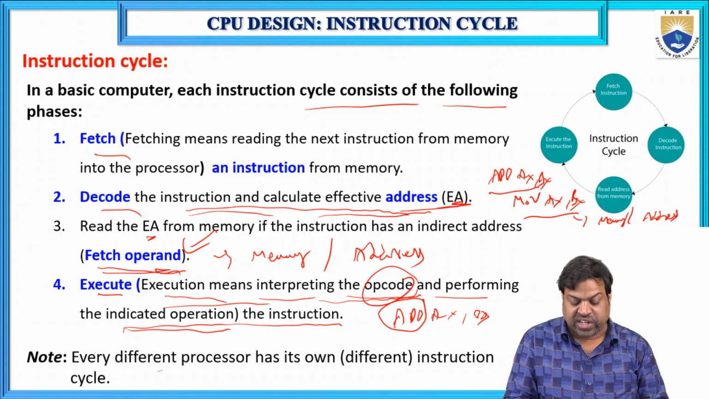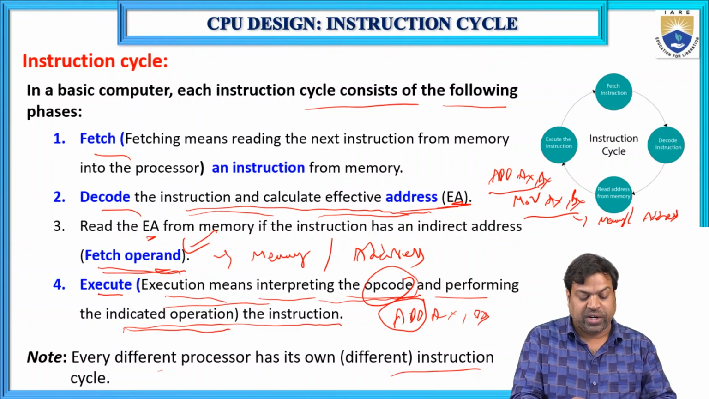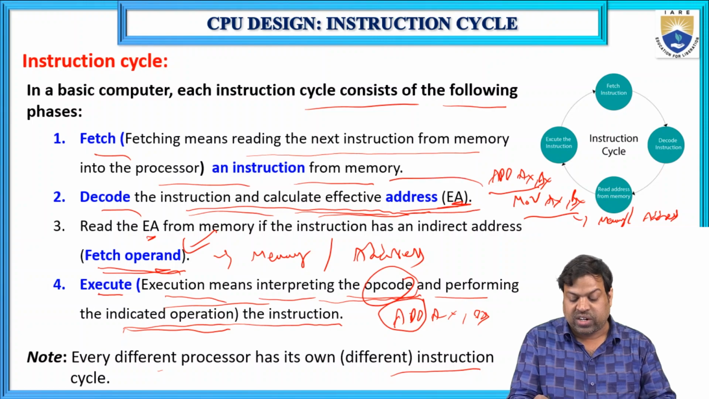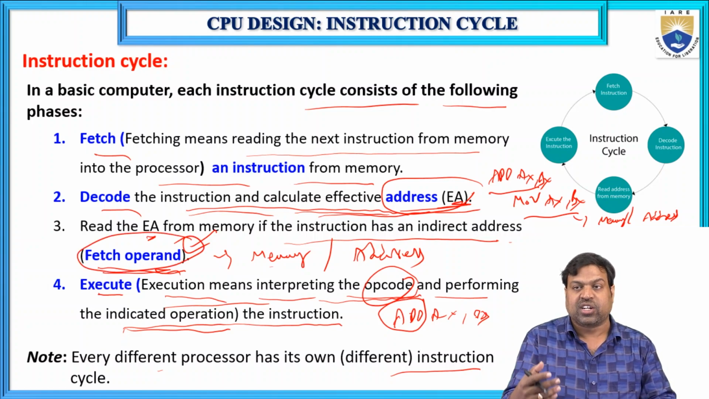So every different process has its own different instruction cycle. So execution means I need an opcode to know what instruction to perform for the operation. So fetching, decoding, fetch operand and execution. It means reading the next instruction from memory into the processor, and decoding means decoding the instruction and calculating the effective address. Read instruction EA from the memory if the instruction has the indirect addressing mode. Fetch operand is needed only when I am going for the indirect addressing mode. And execution means interpreting the opcode and performing the operation of the instruction.